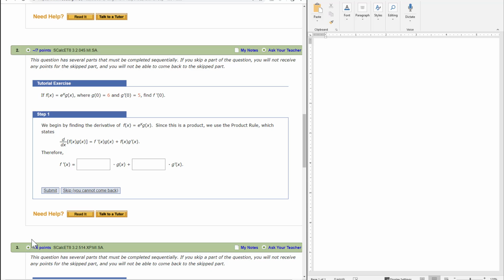This is problem number 2 from your lab assignment. We have a function that's defined by e to the x, something that we know the derivative of, times g of x, which we don't know, except they give us some information: g of 0 is equal to 6, and g prime of 0 is equal to 5. They want us to find the derivative of the function, f prime, evaluated at 0.